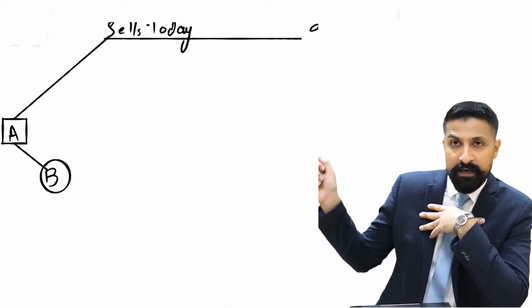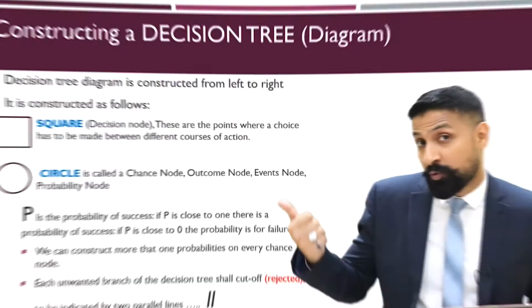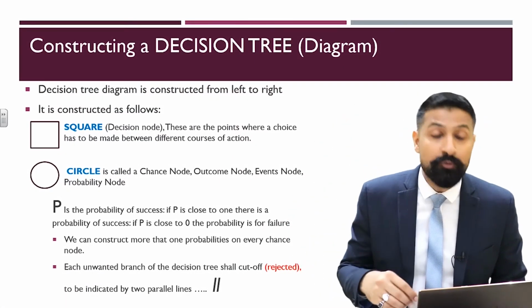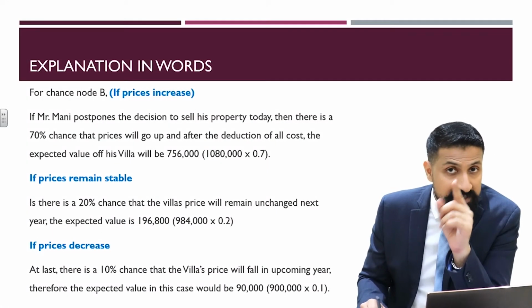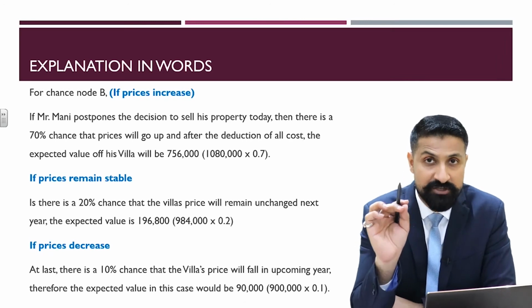Keep your focus here, because whatever I am doing here, you will be able to see here. A square is basically called a decision node. This is the point where you have to make a choice. Keep it in your mind that you have to explain. You must explain, and at the end, you must analyze the decision.